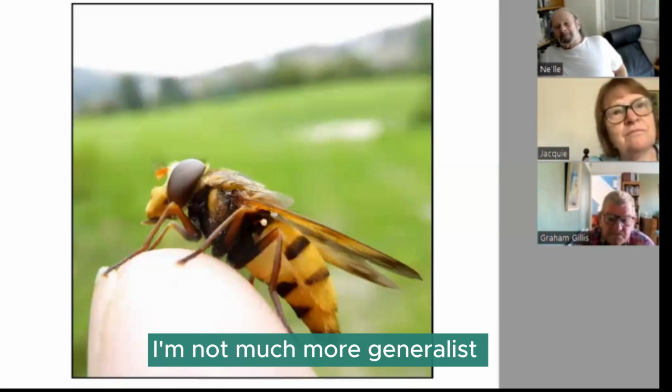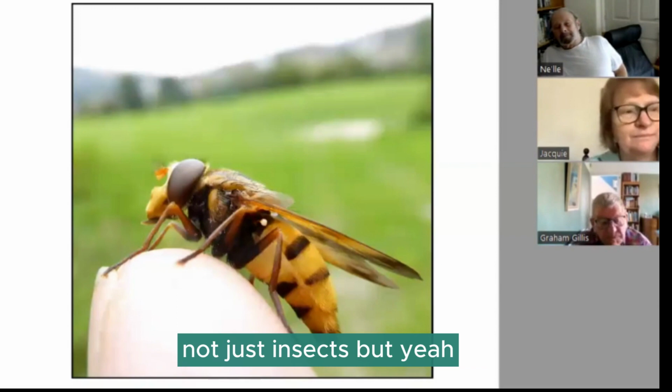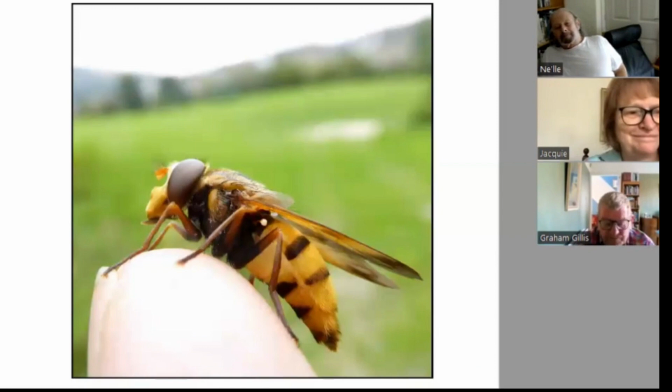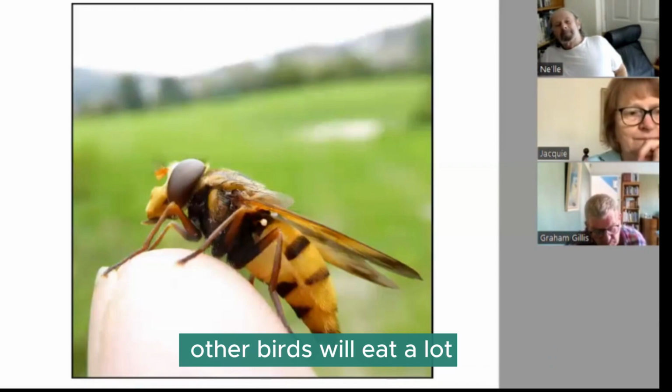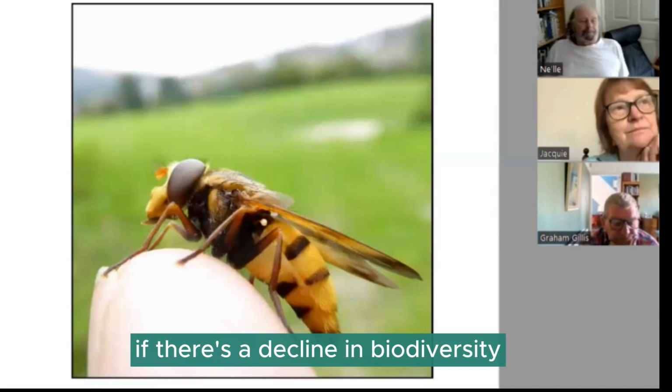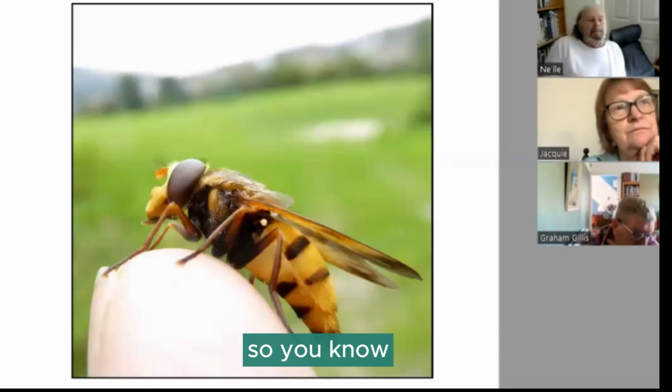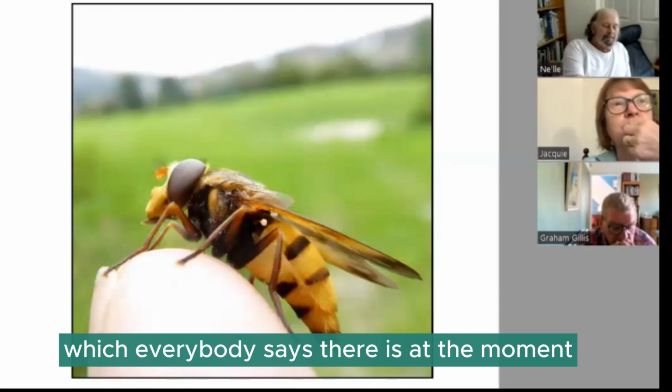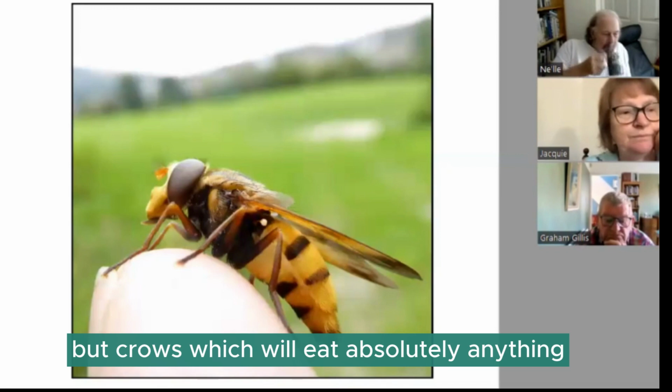You'll find this with all sorts of creatures, not just insects. Some birds will only eat certain things, other birds will eat a lot. And obviously, if there's a decline in biodiversity, it's the generalists which will survive. So if there's a shortage of insects, which everybody says there is at the moment, that's going to seriously affect insect-eating birds. But crows, which will eat absolutely anything, are going to do really well.